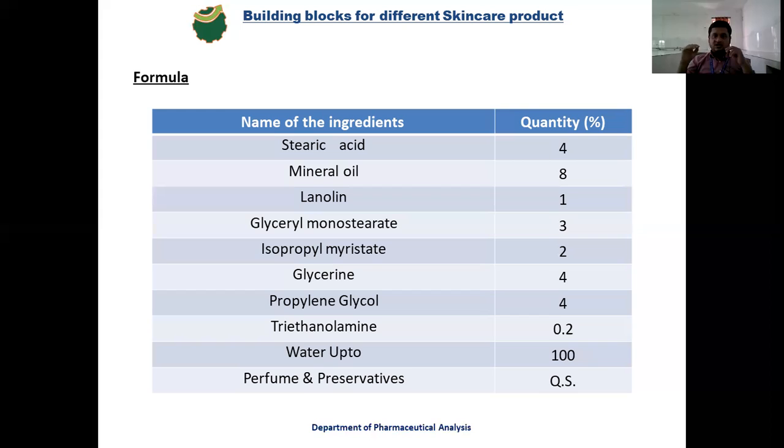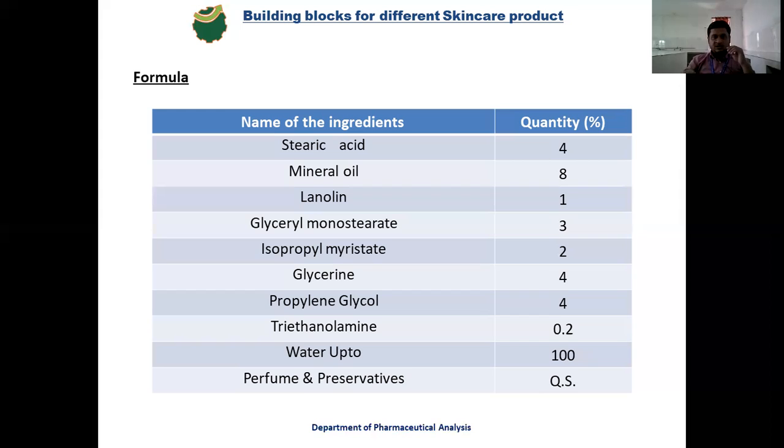Now here, stearic acid, mineral oil, lanolin, glycerol monostearate, and isopropyl myristate: these five ingredients come under the oil phase, because stearic acid is definitely a fatty substance, and mineral oil and lanolin are also hydrophobic substances. Glycerol monostearate and isopropyl myristate are both insoluble in water and are better miscible in oil. So that's why we'll take glycerol monostearate and isopropyl myristate in the beaker where the other fatty or hydrophobic substances are present.